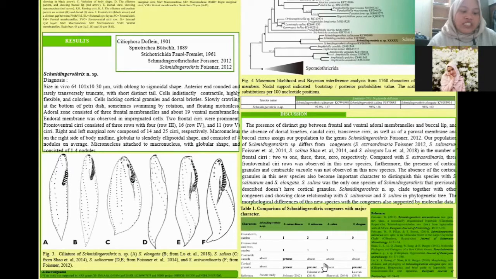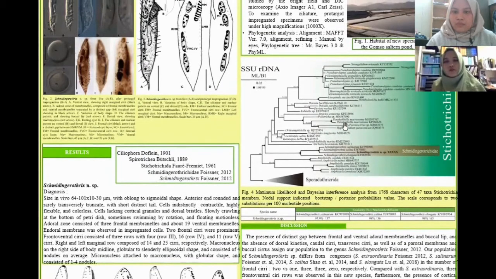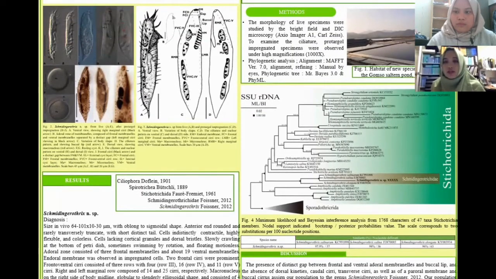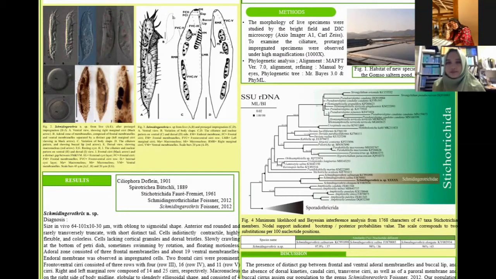So based on these morphological characters, we can see that our candidate species shares similar characters with Schmidingerothrix salinarum and salina, but also possesses different characters from them. From the phylogenetic aspect, as you can see in this phylogenetic tree, our candidate of new species from Schmidingerothrix is clade together with the rest of the congeners from this genus. And our candidate new species is clade together or closely related with salinarum and salina.